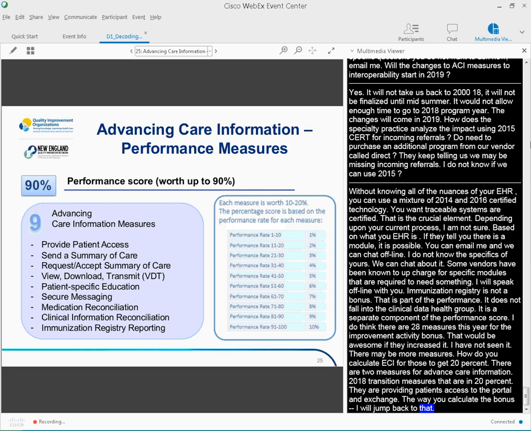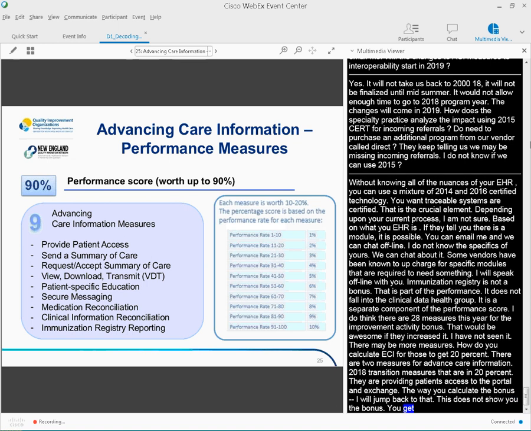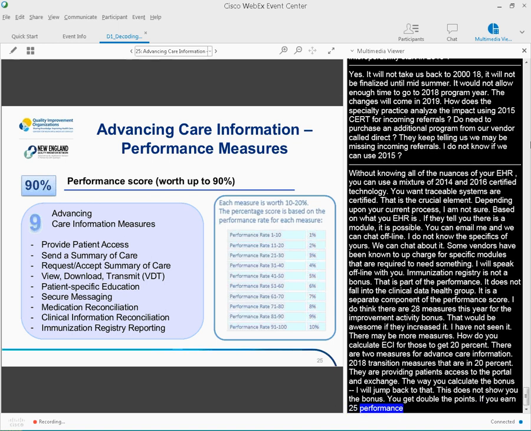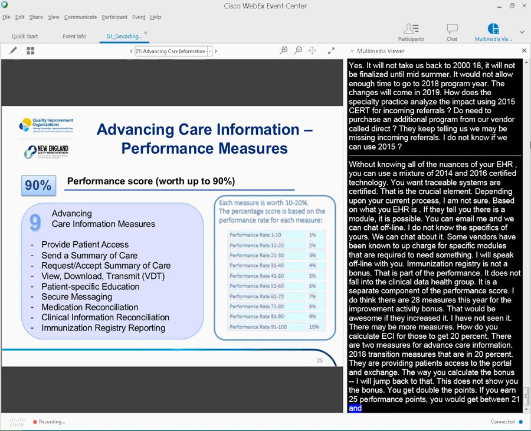So this doesn't actually show you the bonus, but the way it works is just consider here that you would get double the points. So if you earned, let's say for that measure, 25 performance points, you would get between this 21 and 30, so you would get 6. So you just simply double the score for those two measures between 2 and 20 is what you can earn.